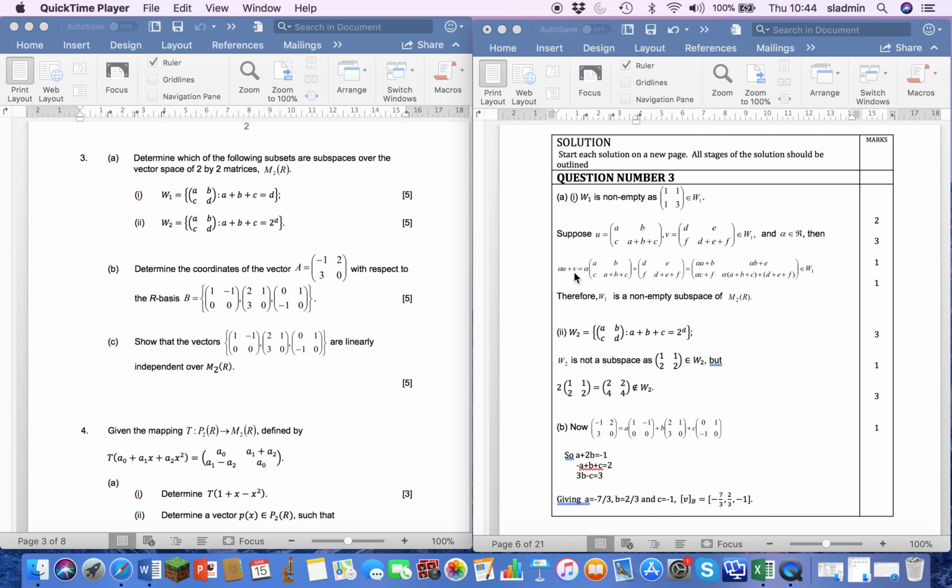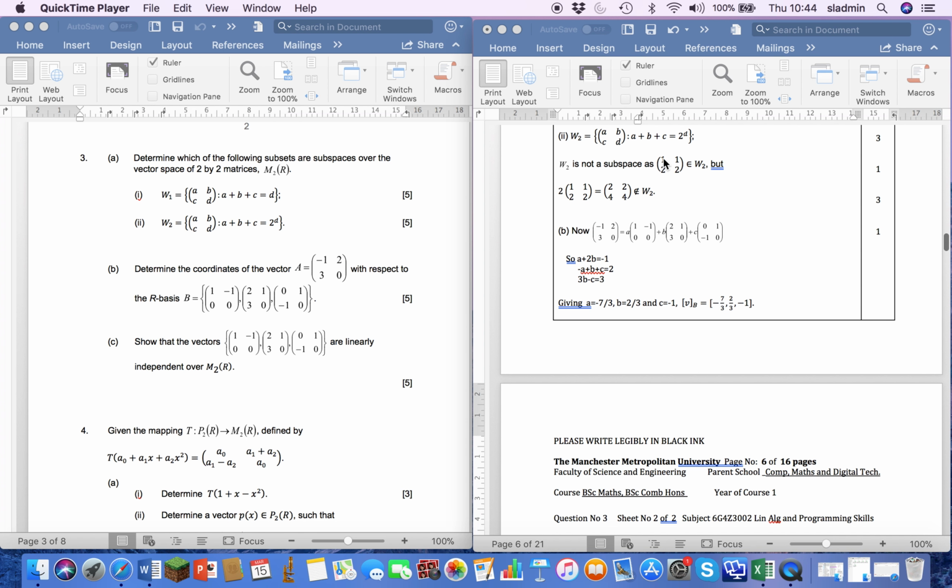Then alpha u plus v is alpha times this matrix plus this matrix. We multiply all of these out, and you'll see that these three added together do give this element. So therefore this vector, which is alpha u plus v, is also in W1. So therefore W1 is a non-empty subspace of M2(R).